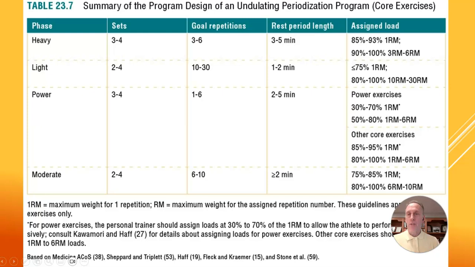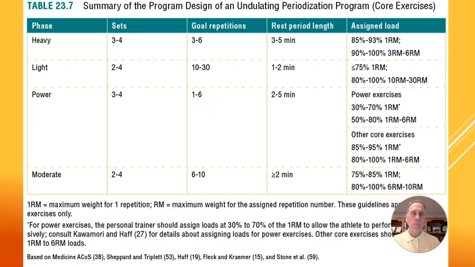So in the heavy phase, just notice what's going on here. In a heavy phase, light phase, power phase, the number of sets changes, and if you compare and contrast these, your heavy and power oriented exercises have 3 to 4 sets. Your light and moderate are 2 to 4 sets. You have goal repetitions, 3 to 6 for heavy, 1 to 6 for power, which makes sense.